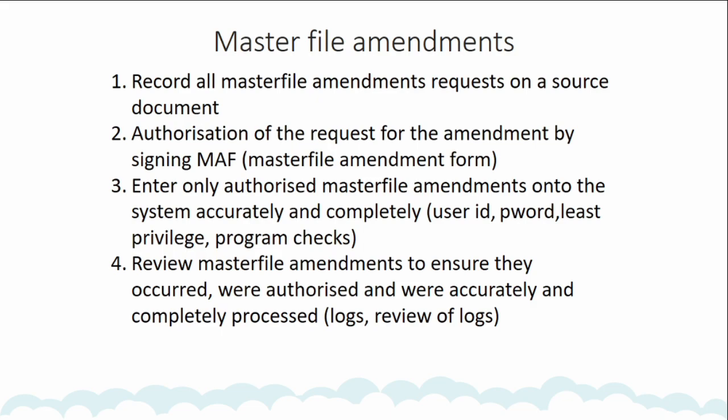When the master file amendment form is being reviewed, it is generally cross-referenced to the supporting documentation that is contained with the form. Entry only happens after the master file amendment has been approved. Once master file amendments have been approved, they are entered very carefully, and we use usernames to limit access. We use passwords, least privilege, as well as multiple program checks and screen aids in order to ensure that information entered into the master file is accurate.